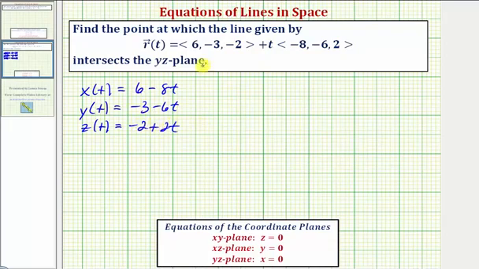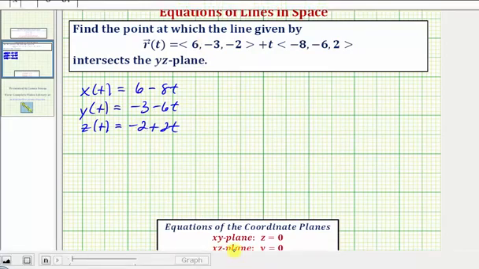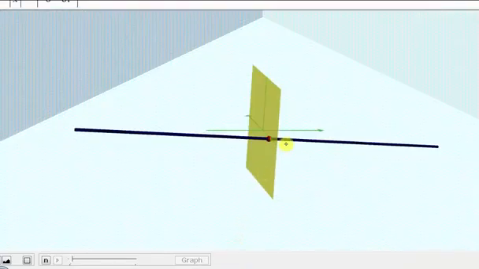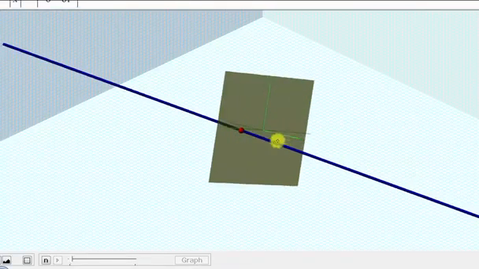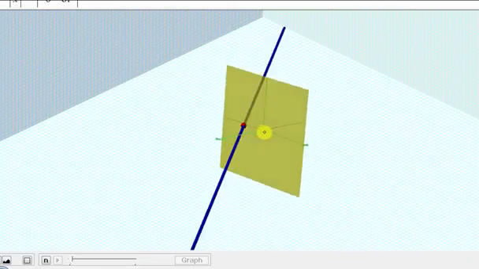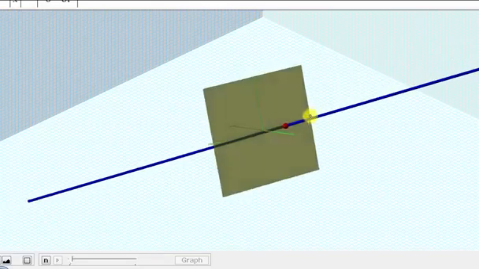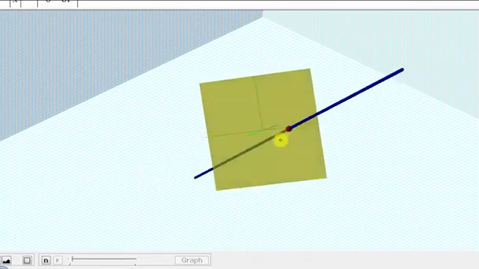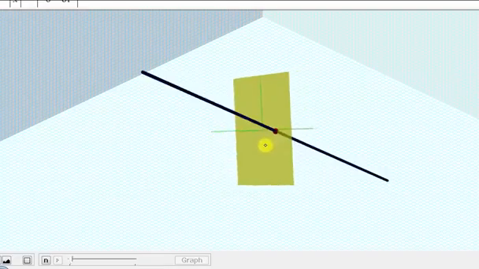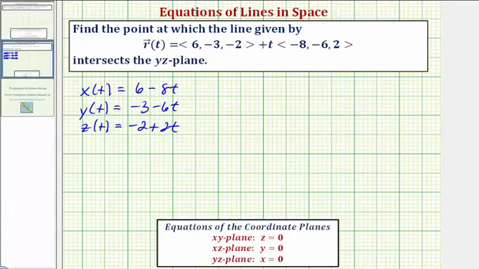Before we find the point of intersection, though, let's look at this graphically. The line is graphed in blue, and the yz plane is graphed in yellow. We're looking for the point of intersection of the line and the plane, which should be this red point here. The key to understanding how to approach this is to recognize that every point in the yz plane would have an x-coordinate of 0. So going back to our question, because the point of intersection is in the yz plane, we know the x-coordinate of the point of intersection must be 0.